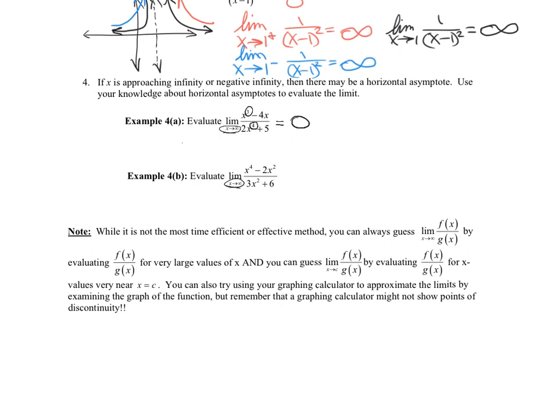The limit is 0. For example 4b, the degree of the numerator, 4, is greater than the degree of the denominator, 2, in which case there is no horizontal asymptote, and we say the limit is infinity.